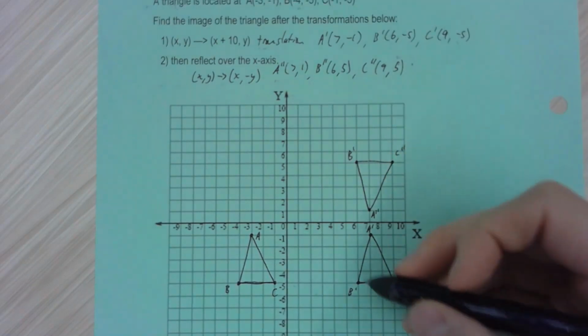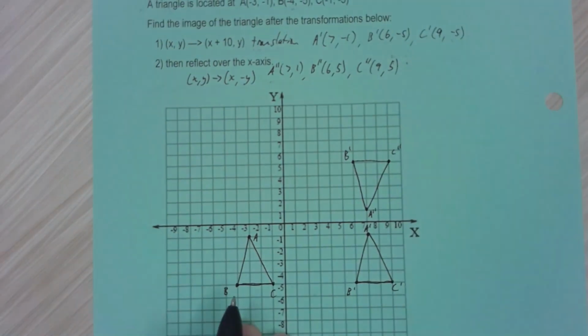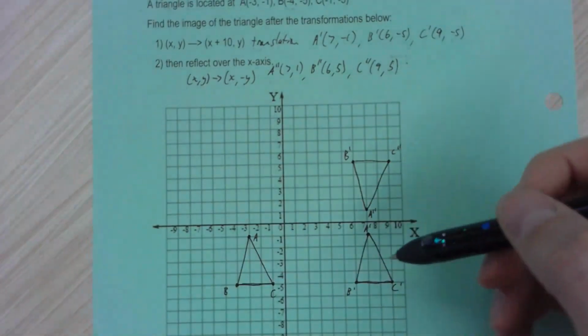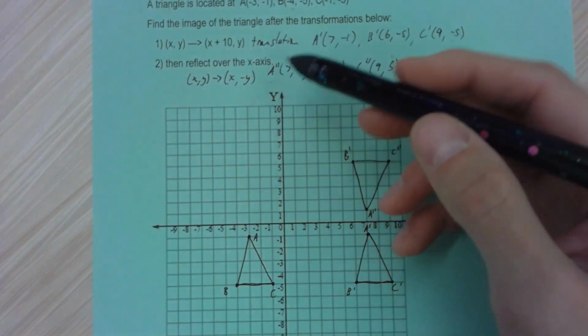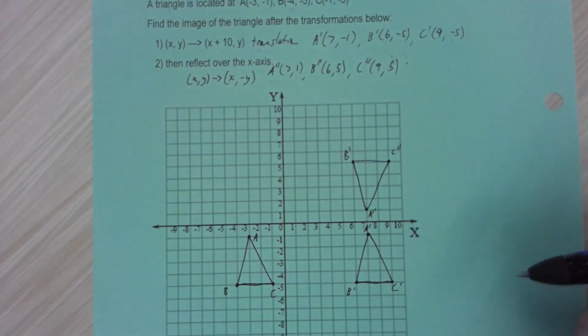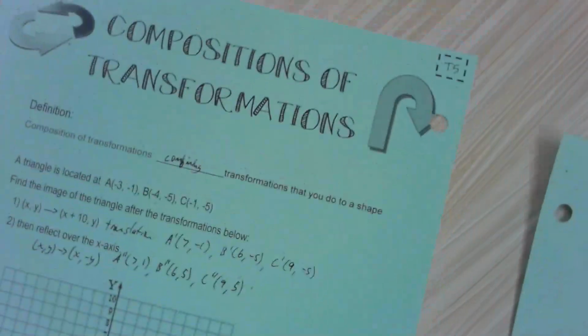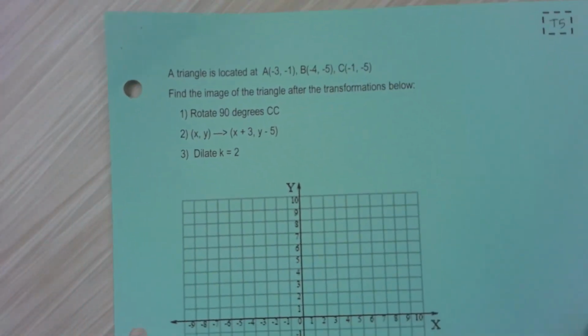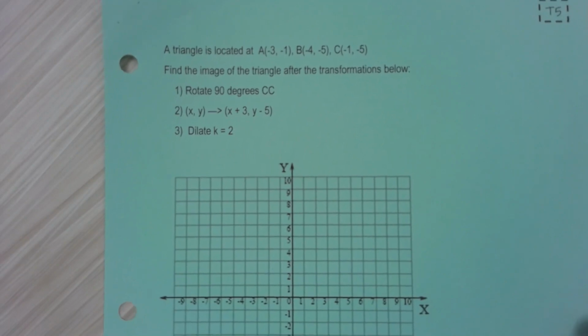To get our reflected image. So it got translated and then flipped, right? Slide and then flip. So we transform the transformation. Okay? Let's take a look at another one. We can do this with as many transformations as we need to.